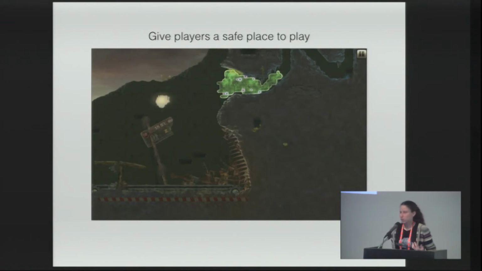Another thing is that it's really important to give people a safe place to play, especially when they're learning something that's new or cognitively intense. So we have this backwards moving conveyor belt that you would fall into, and it was basically to test players' ability to move in a sort of comfortable manner before we let them play other puzzles.